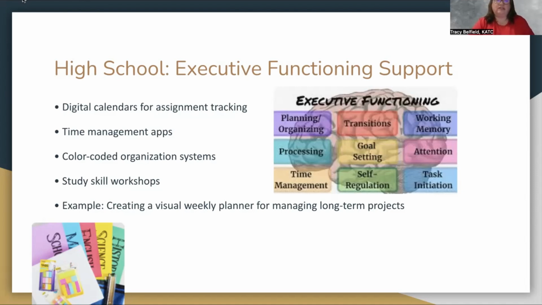Color-coded organization systems, again, kind of go with the picture there at the bottom. Many of us, when we went through high school or even college, probably color-coded our folders. Math might have been in the blue folder, reading in the red folder, and science in the yellow folder. Some of our students with autism don't necessarily think to organize that way, so they might need to be taught that system. A study skills workshop might need to be done, and that might be part of a class or an after-school activity.